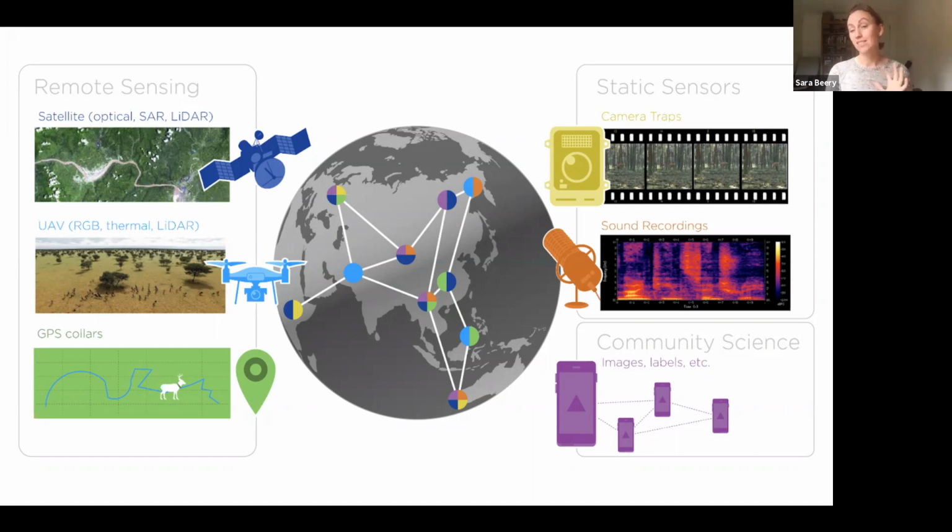And that's where these machine learning technical advances come in, where we can automate the data processing for all of these different pipelines and potentially start moving towards building a global real-time picture of biodiversity.